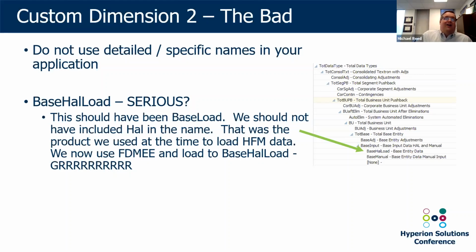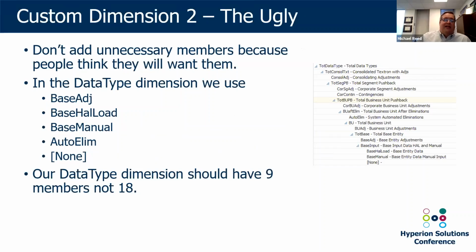The worst part of our data type dimension is we only use our Base Adjustment member, our Base Load member, our Base Manual number, which is where we write all of our web form data to, and an Auto Elim member, and None, of course. Out of 18 members in our Custom2 dimension, we only use 9 of them. There is an impact on performance when you're pulling parent level members of your custom dimensions.